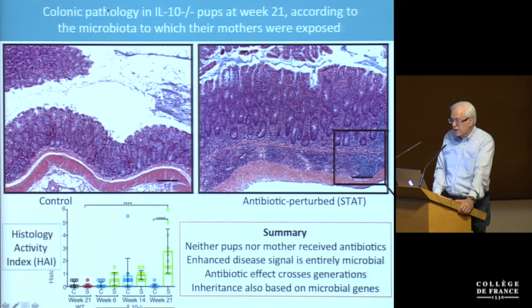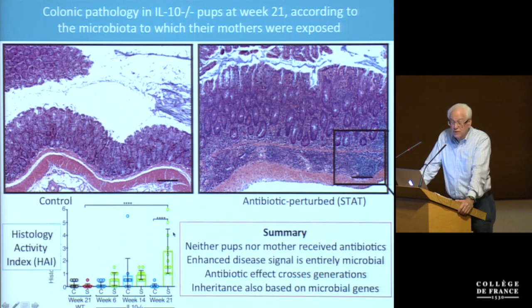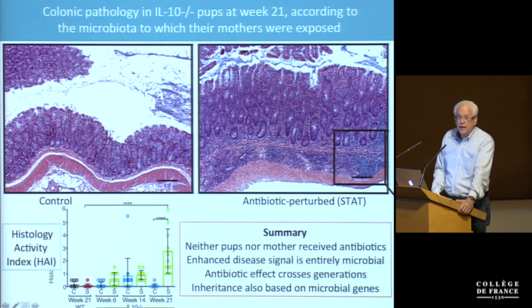Here we're looking at colonic pathology in the IL-10 deficient pups at week 21 according to the microbiota to which their mothers were exposed. Here's an example of a pup whose mother got the control microbiota, and here's an example of the pup whose mother got the antibiotic-perturbed microbiota. You can see there's a huge difference. And in fact, when we measured it, the difference was 55-fold. It's a huge phenotype.